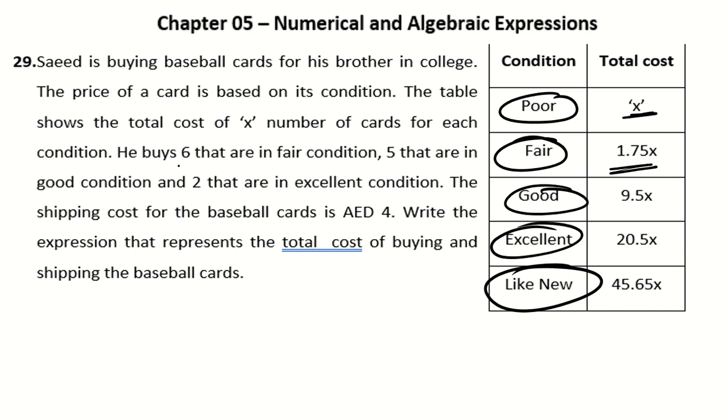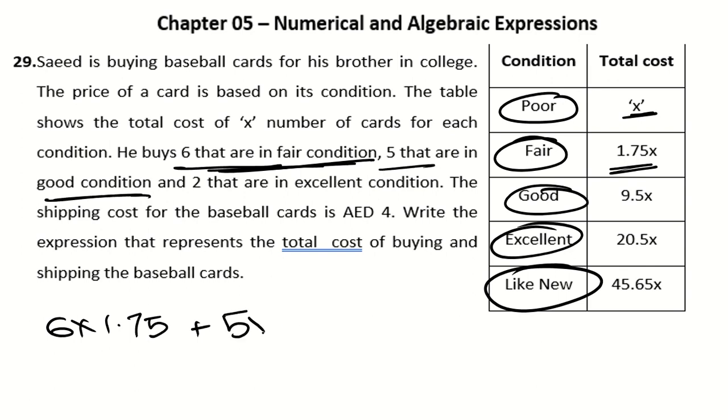Now, he buys 6 that are in fair condition. So, 6 multiplied by 1.75 plus 5 that are in good condition. So, good condition means 9.5 plus 2 that are in excellent condition. Excellent means 20.5 and excellent only. There is no new card.